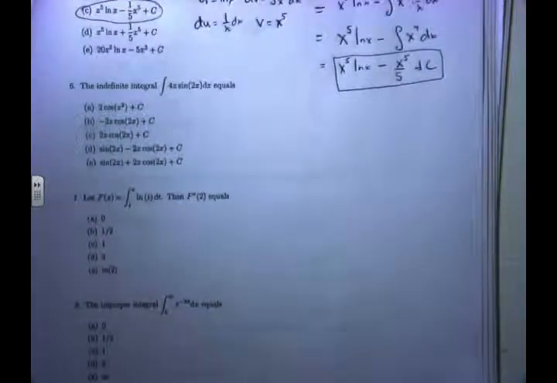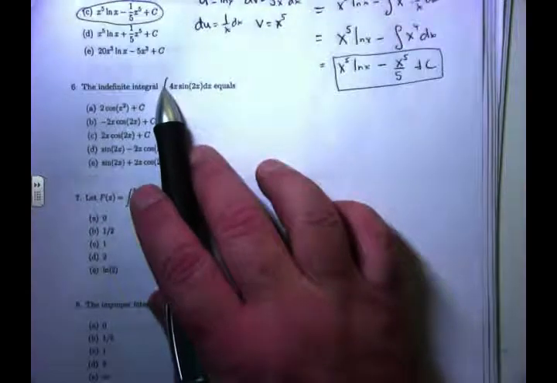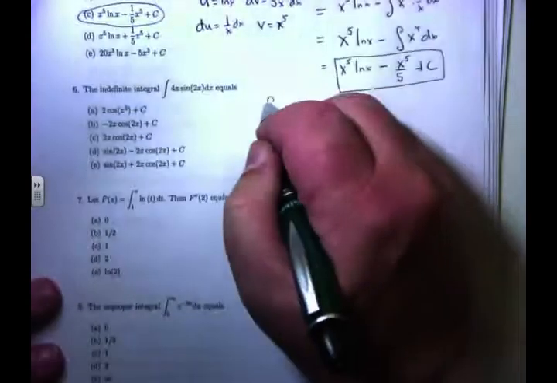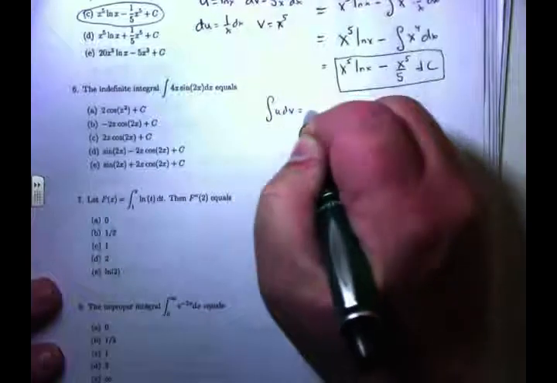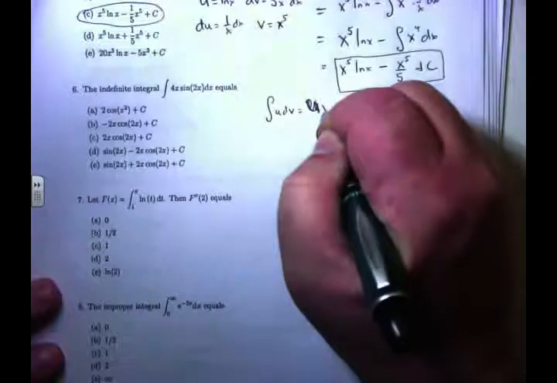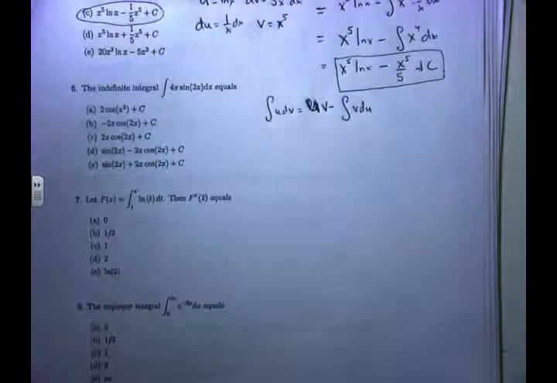Look at the next one. What's the integral of 4x sine 2x dx? Well, again, when I integrate sine and cosine, that's going to be standard u substitution. But when I have sine of an angle times another function, what technique of integration do I typically use on this kind of problem? Integration by parts again. The integral of u dv equals u times v minus the integral of v du. I always write down my formula before I start using it.